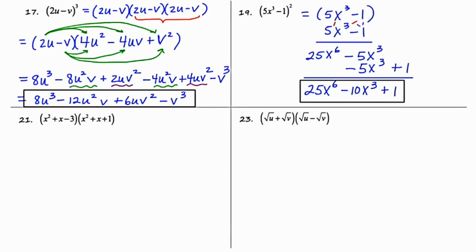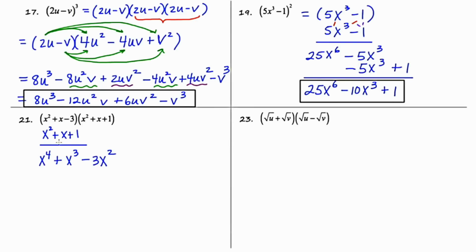Okay, number 21. Multiplying two polynomials together, two trinomials, I think I'm going to set up the vertical format one more time. And I'm actually going to cheat a little bit by writing this one directly under this one and not having to write them both twice. Okay, so x squared times x squared is x to the 4th. x squared times x is x cubed. x squared times negative 3 is negative 3x squared.